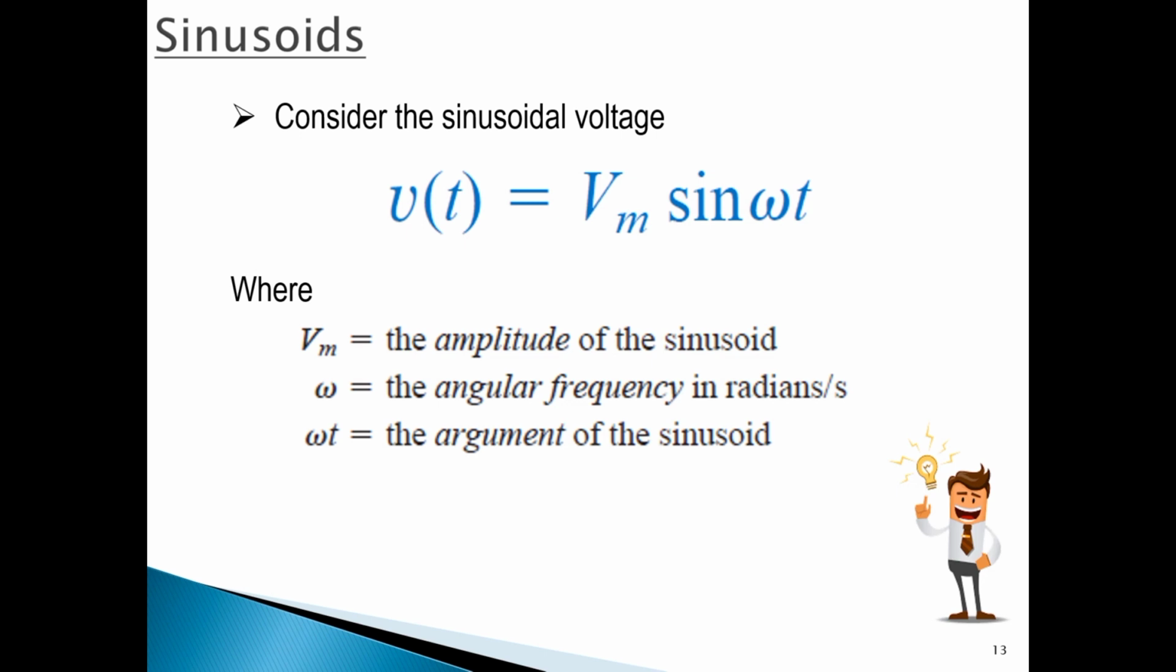Now let's consider the sinusoidal voltage v of t equals Vm sine omega t. As you can still recall, this is the formula that we had earlier for the instantaneous value. Our Vm is the amplitude of the sinusoid. The omega is the angular frequency in radians per second, and omega t is the argument of the sinusoid.